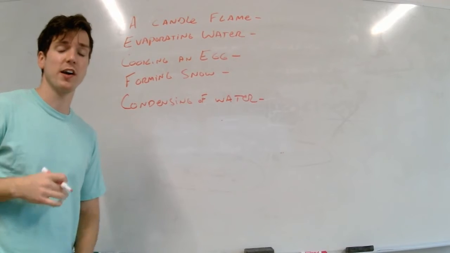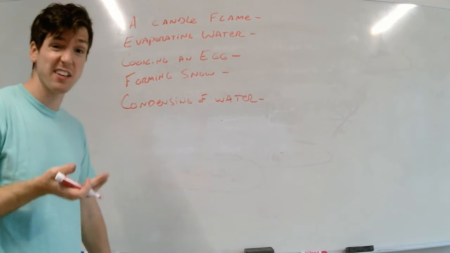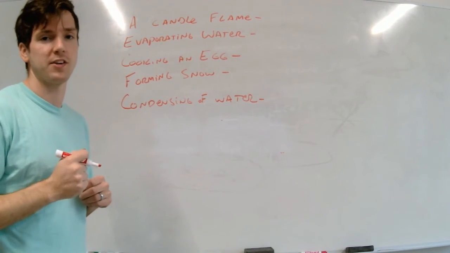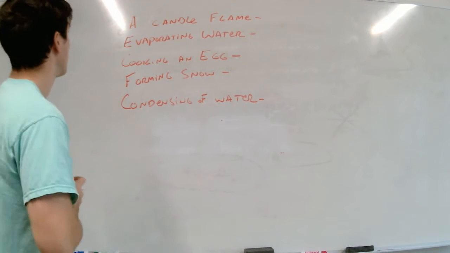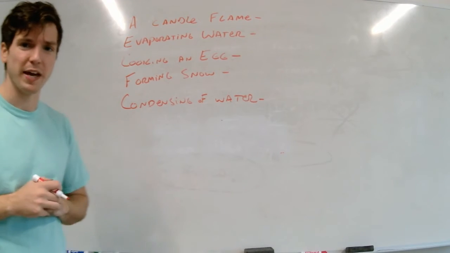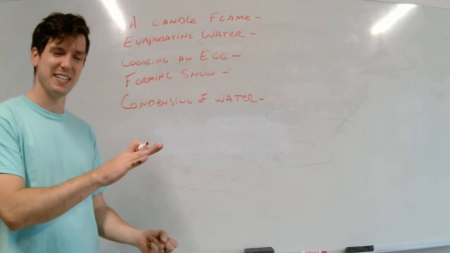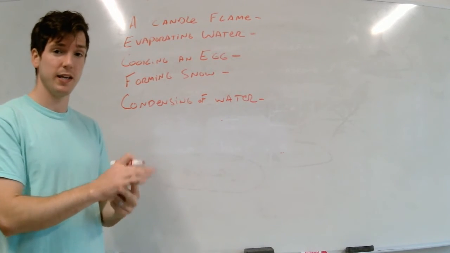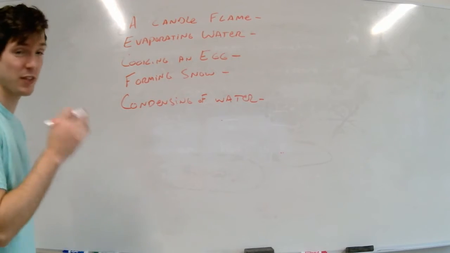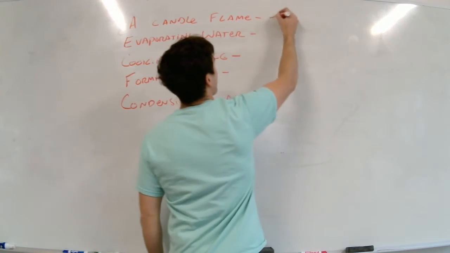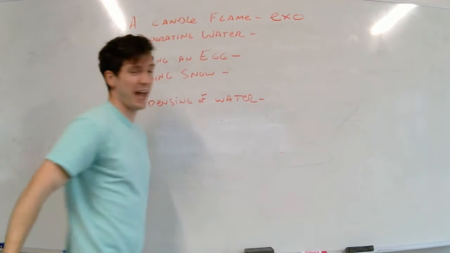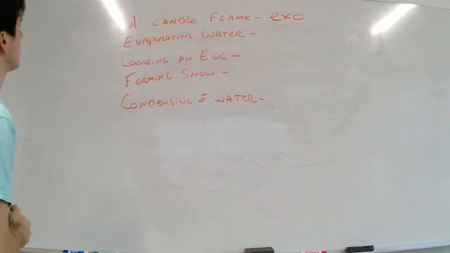So we have our examples here, and we're going to list them as exothermic, heat leaving, or endothermic, heat going into. So I look at a candle flame, right? If I think about a candle flame and I put my hand next to it, heat is being released into my hand. So for the candle, it is an exothermic reaction. Heat is being released.